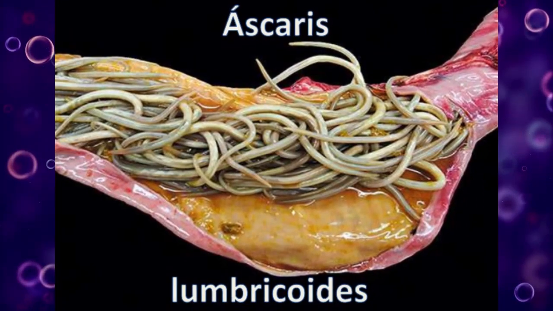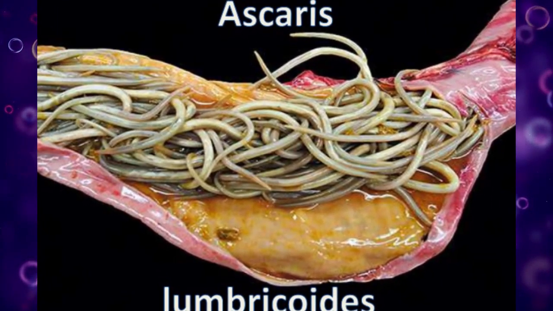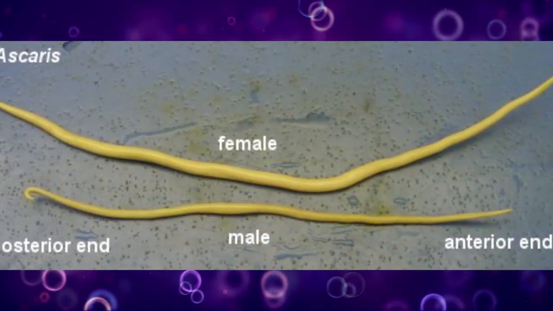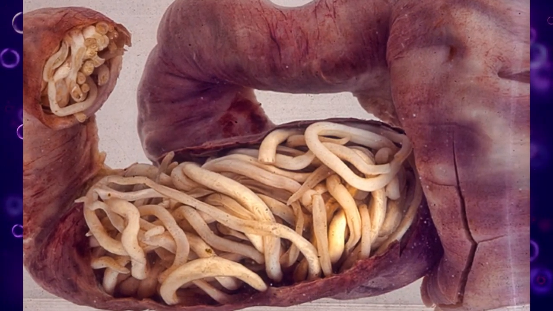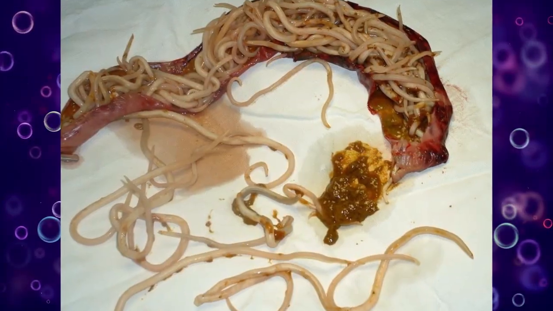Ascaris lumbricoides is the large roundworm of humans, growing to a length of up to 35 centimeters. It is the most common parasitic worm in humans. This organism is responsible for the disease called ascariasis.